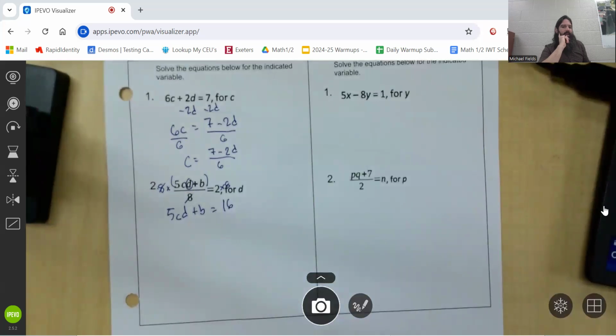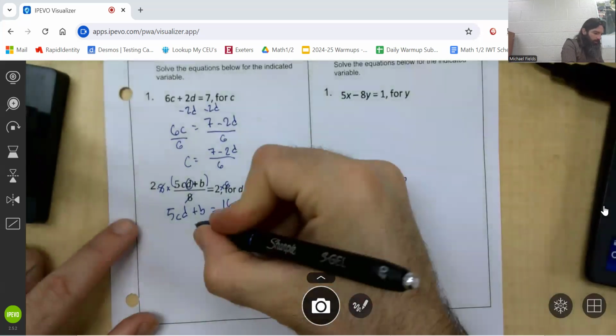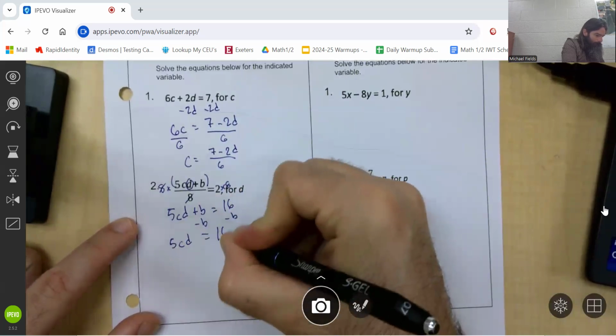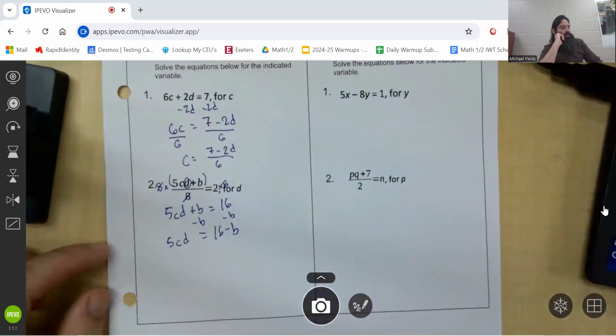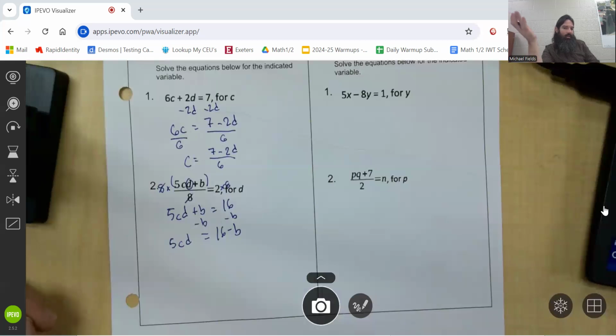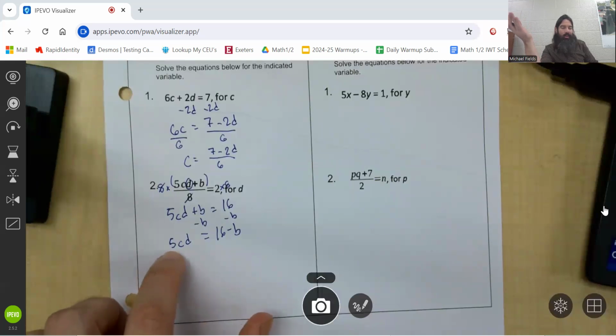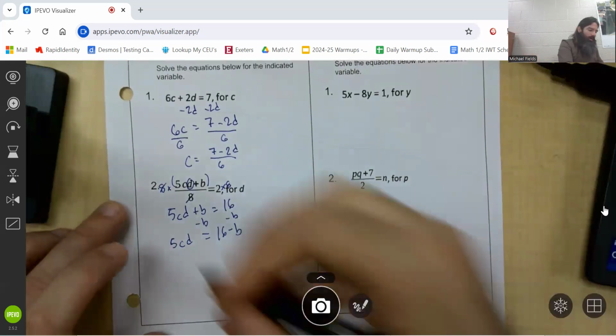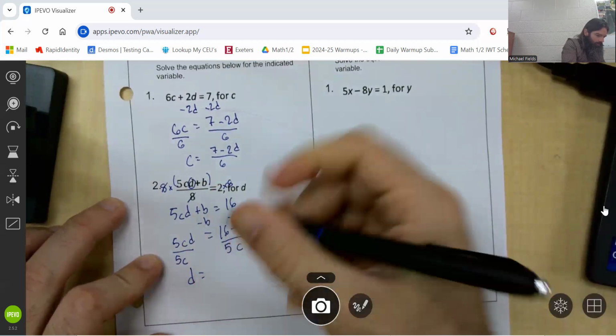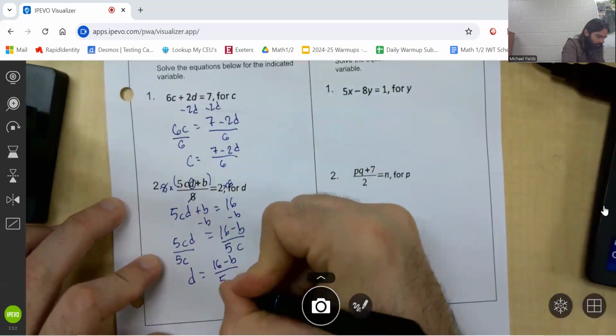Okay. Still trying to get d by itself. I will subtract b away. Can't do anything with 16 minus b, so it's just 16 minus b. Now I have two things that are multiplied with d. I can get rid of those in a single step. If the c happened to be a 2, I know I would multiply 5 times 2 and then divide both sides by 10. We don't know what c is, but we can still think about 5 times c, and then just divide both sides by 5 times c. So divide by 5c, divide by 5c, and d equals 16 minus b over 5c.